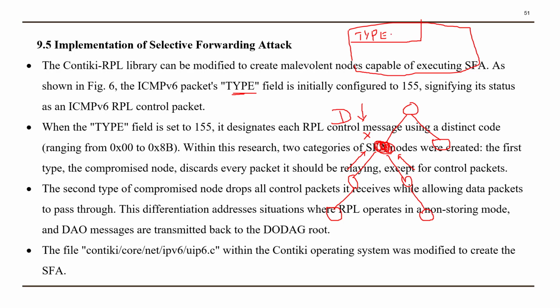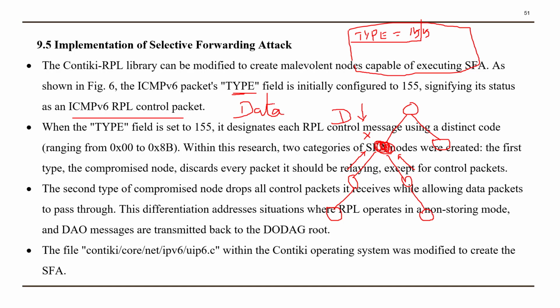If the type is equal to 155, this is the code number. It is a fixed one. If the type is 155, then I'm going to say it is an RPL control packet. If it is not 155, if it is some other number, it could be any number depending upon the protocol. If it is any other number, that is called the data packet. So you must understand the difference.